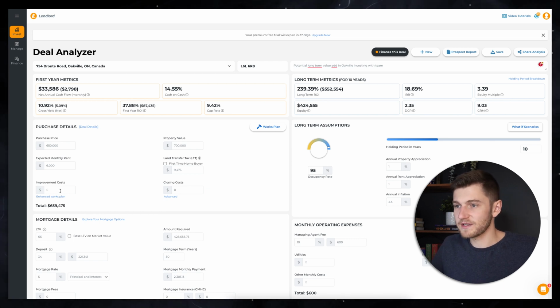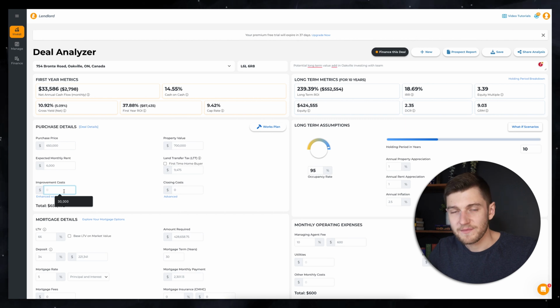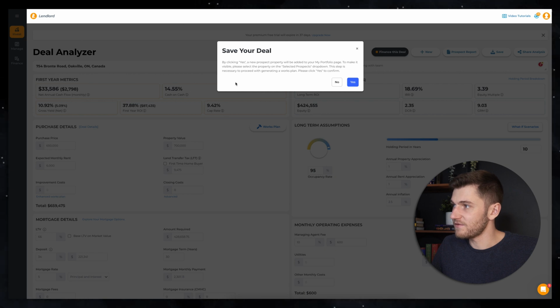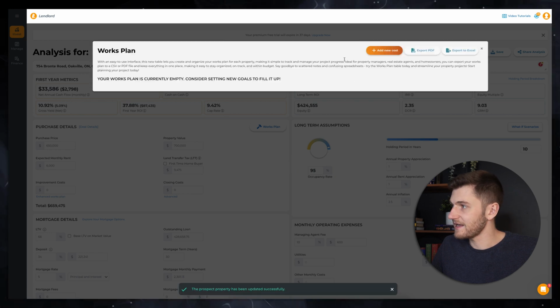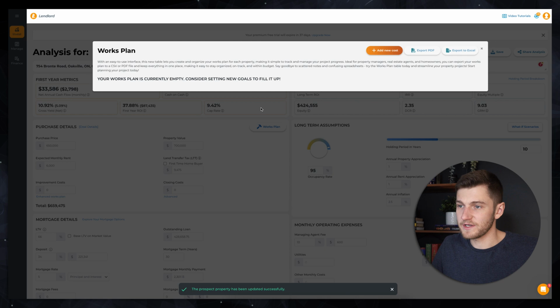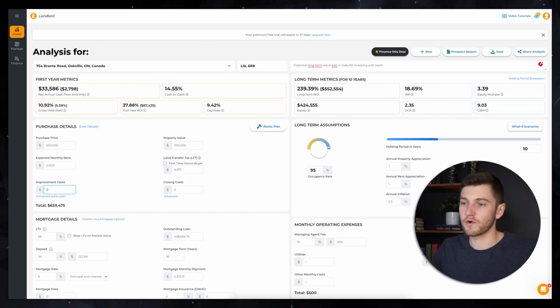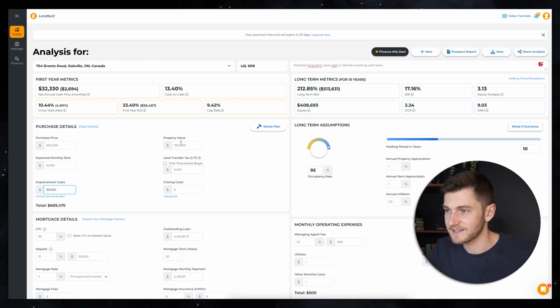Improvement costs, well, these are going to be renovations you're planning on bringing to the property, and this can vary greatly. In fact, for this reason, we can even click on enhanced working plan, and we can add a ton of new costs that we're expecting, and it will be updated into here. In this case though, we're going to add let's say $30,000 worth of renovations that we're looking to bring to the property for it to have that value of $700,000 in this fictitious example.